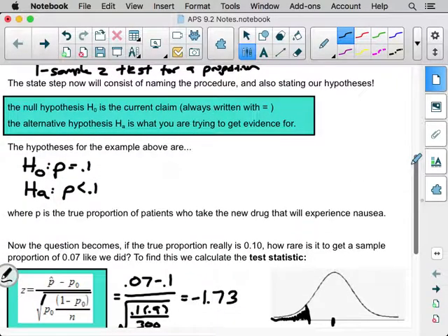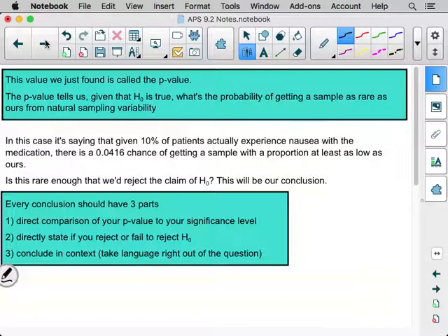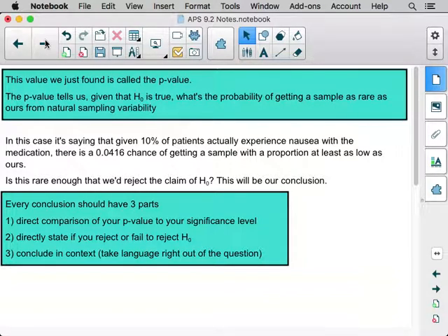All right. So that's kind of the structure, the outline of how this goes. Now, let me show you formally a little bit more about this. So that value that we found, that 0.0416, we call that the p-value. Okay, so the test statistic is mainly just a z-score that you find. The probability that you find, we call that the p-value.